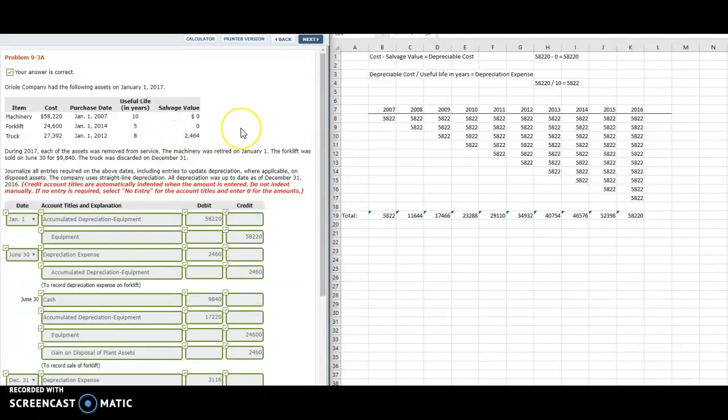And we're given the following information. During 2017, each of the assets was removed from service. The machinery was retired on January 1st, the forklift was sold on June 30th for $9,840, and the truck was discarded on December 31st. And we're asked to journalize all entries required on the above dates, including entries to update depreciation where applicable on disposed assets. We're told the company uses straight line depreciation, and all depreciation was up to date as of December 31st, 2016.